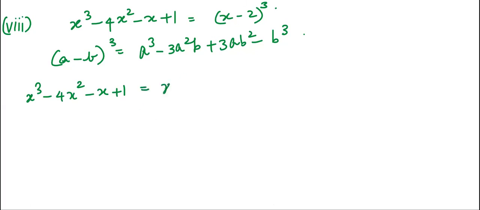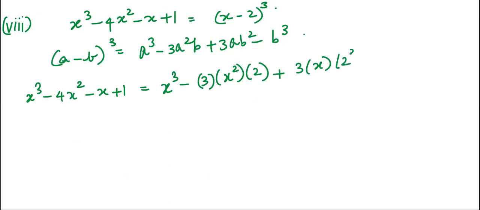So a cube will be x cube minus 3 into what is a square? A square will be x square, b will be 2. Again plus 3 into a will be x and b square will be 2 square. Minus what is b cube? That is b here will be 2, so 2 into 2 into 2. That will be 8. Okay. Now let's simplify this one.